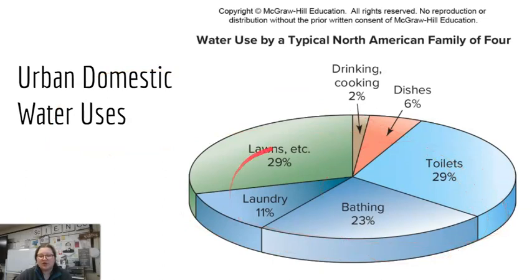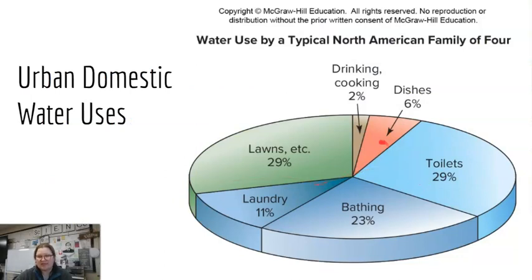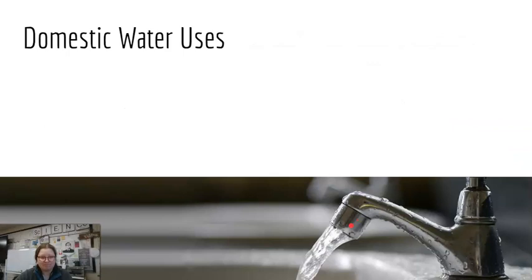If we look at each of those on its own, lawns and toilets are almost equal. The reason we say that it's mostly solvent to carry waste is because we're combining toilets, dishes, drinking and cooking, and bathing and laundry all together.